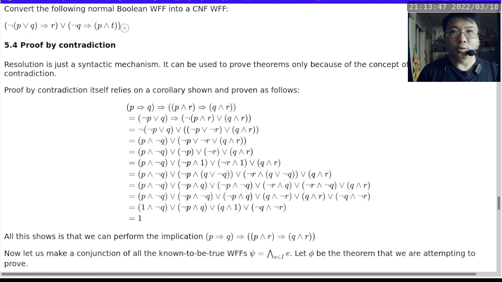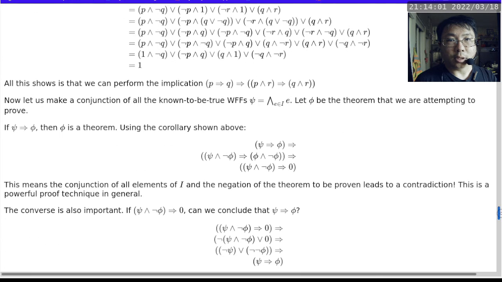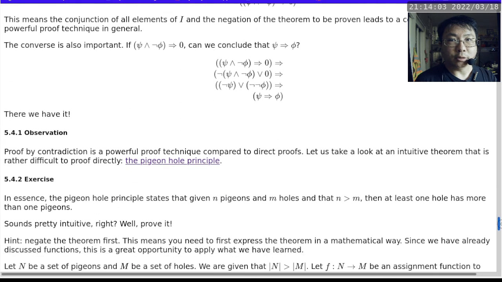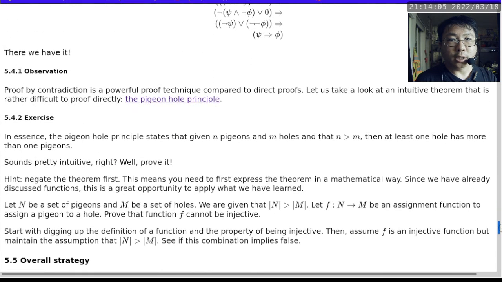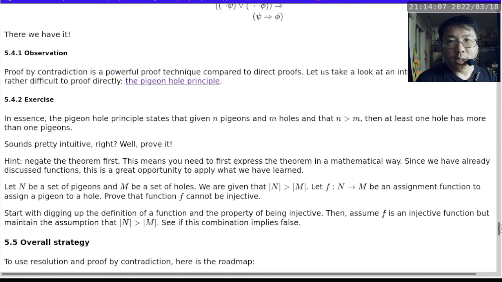So proof by contradiction, we have already introduced the concept. Last time I used socks in a drawer as an example of proof by contradiction. So what I'm going to do now is move on and talk about how we can use proof by contradiction to prove the pigeonhole principle. So we'll start with understanding what the pigeonhole principle is.